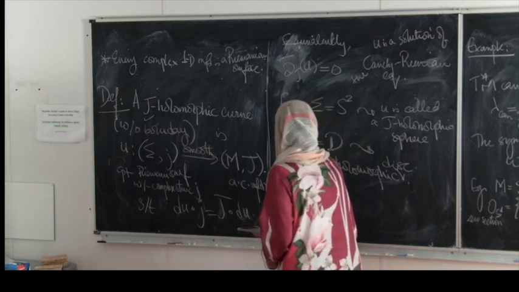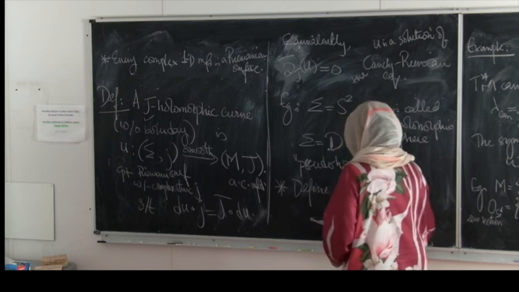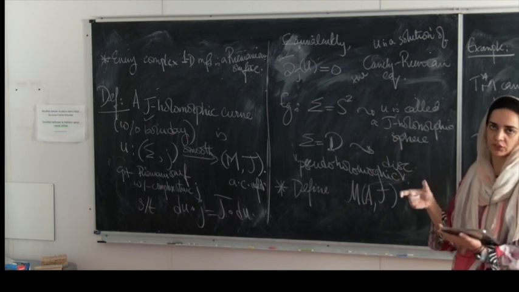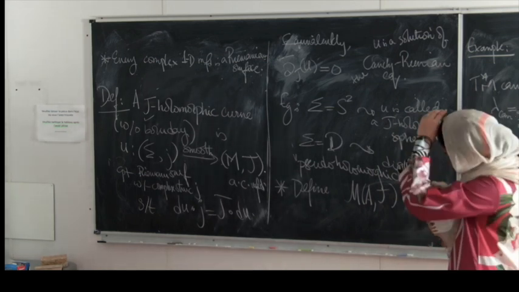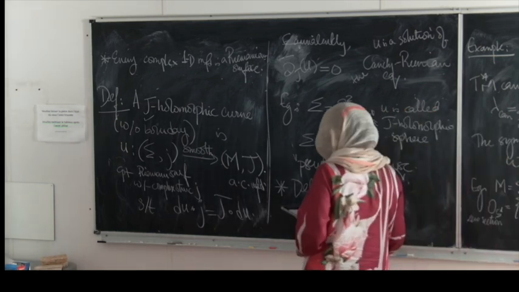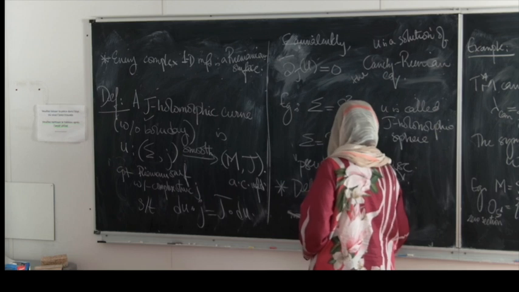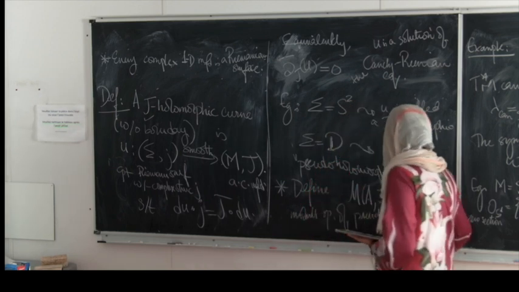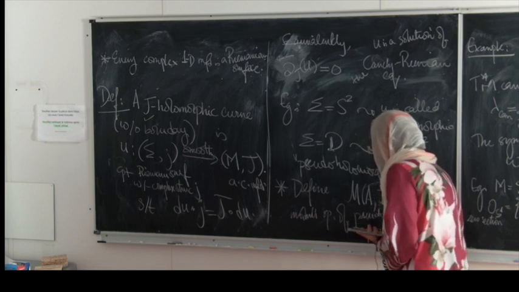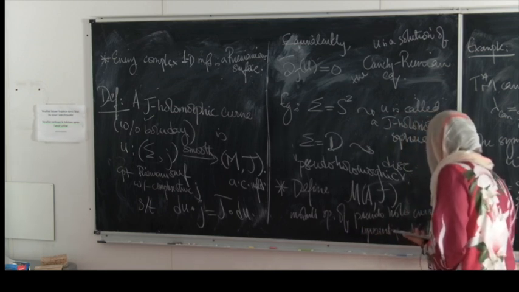So with these, you can define M_J. This M should remind you of the space of trajectories, Morse trajectories from yesterday. And something of this sort is eventually what we're going to count in the Floer picture also. So you can define this as the moduli space of pseudo-holomorphic curves representing a homology class in M.